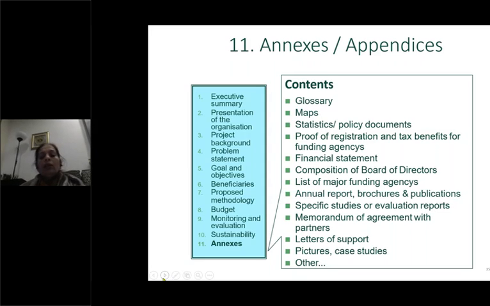So this mainly has maps, glossaries, policy documents, proof of registration in case it's a society, or a grant like that. It can be financial statements, board of directors, funding agencies, and annual reports. So many things cannot be included because there's no column in the main project. You can include them in the annexures or appendices.